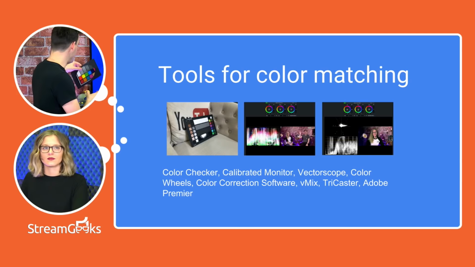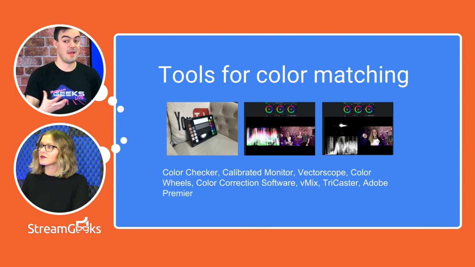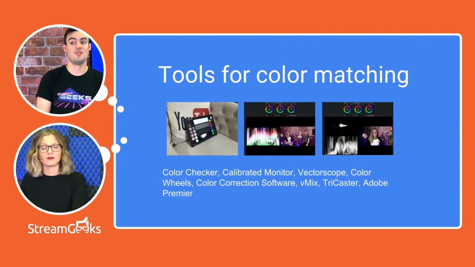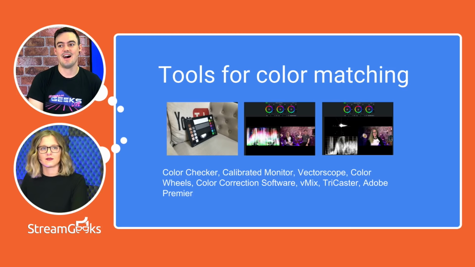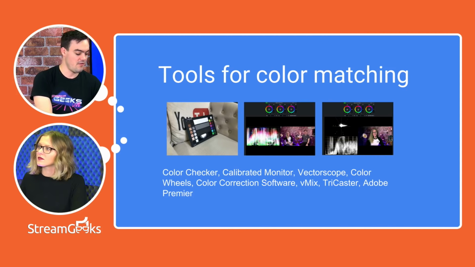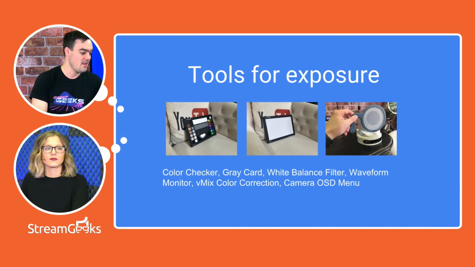And then obviously a calibrated monitor. They're expensive and not all of us can afford them, but you can calibrate a monitor to have the correct colors, just the way you could calibrate a camera. Vector scopes, color wheels, color correction software, and we're going to go into all of that in just a moment.